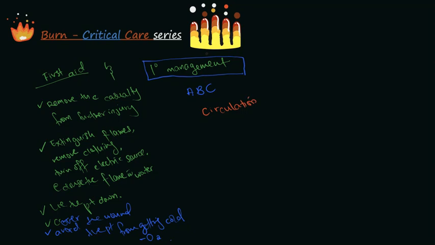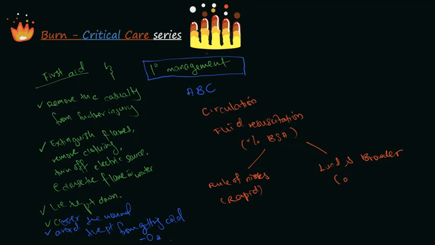Once the airway and breathing have been secured, circulation needs to be tackled immediately afterwards. So fluid resuscitation is key to saving the patient's life. According to the percentage of body surface area, we can rapidly calculate the area involved with the use of the rule of 9. This is a very rapid method for you to estimate the percentage of burn. And if you want to go even higher in accuracy, you can use Lund and Browder.